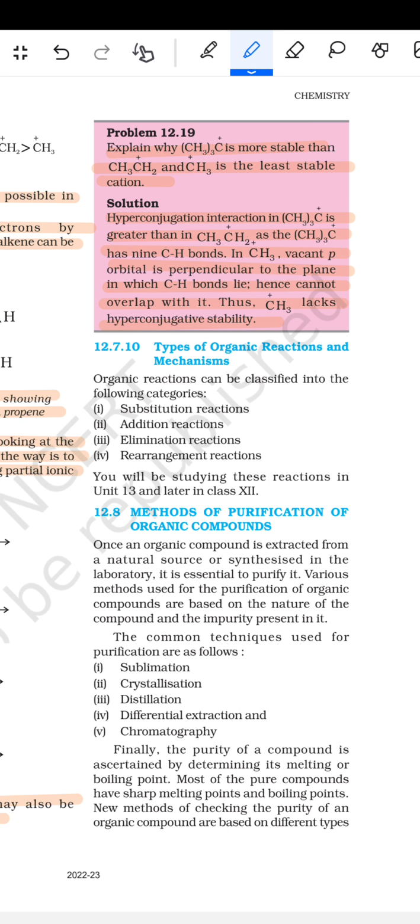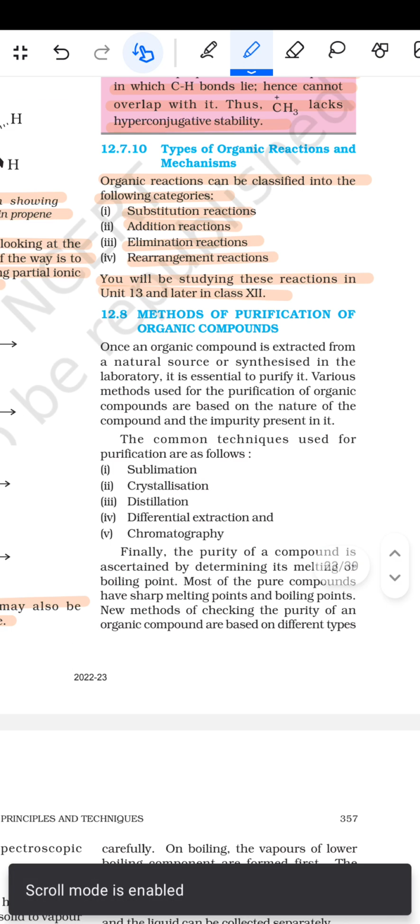Types of organic reactions and mechanism. Organic reactions can be classified into the following categories: substitution reactions, addition reactions, elimination reactions, and rearrangement reactions. We will be studying these reactions in unit 13 and later in class 12.